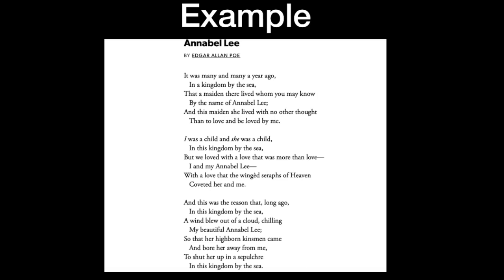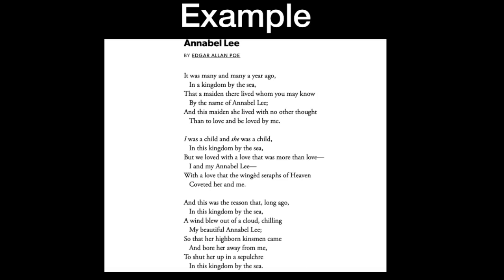It was many and many a year ago in a kingdom by the sea, that a maiden there lived whom you may know by the name of Annabel Lee. And this maiden she lived with no other thought than to love and be loved by me. I was a child and she was a child in this kingdom by the sea, but we loved with a love that was more than love, I and my Annabel Lee, with a love that the winged seraphs of heaven coveted her and me. And this was the reason that long ago in this kingdom by the sea, a wind blew out of a cloud, chilling my beautiful Annabel Lee, so that her high-born kinsman came and bore her away from me, to shut her up in a sepulchre in this kingdom by the sea.